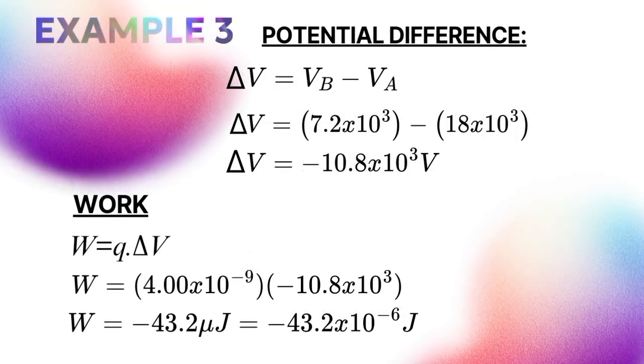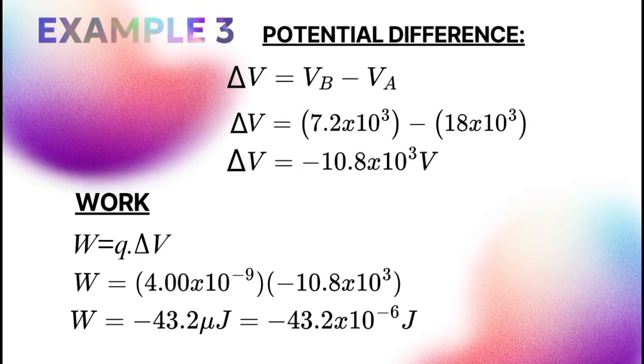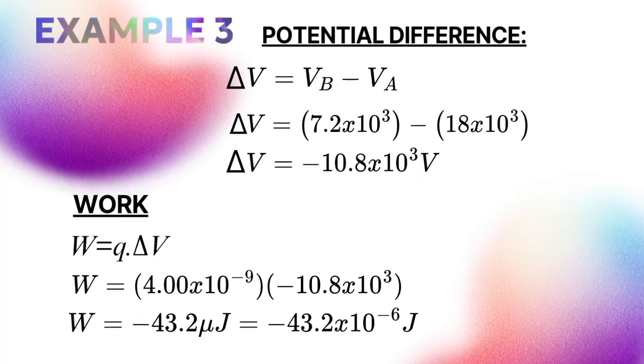The potential difference, again, subtract. So the answer will be negative 10.8 times 10 raised to positive 3 volts. For the work, again, we will apply the 4.0 times 10 raised to negative 9 because it's nano, times the answer of the potential difference. So the answer will be negative 43.2 times 10 raised to negative 6 joule.